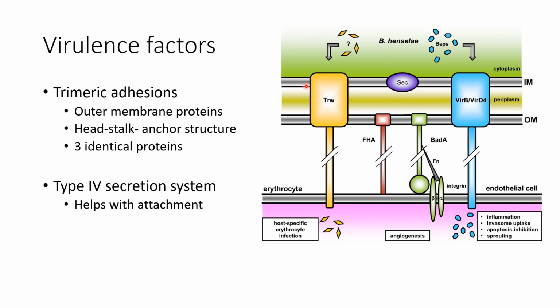And the TRW, it's not really known very well, but they do believe that it is the most important part of the feline host interactions during the primary infection phase. And up here, you also have the BEPs, which are proteins that have been found to protect endothelial cells from apoptosis, and they do promote capillary sprouting, which go through the type 4 secretion system as well.